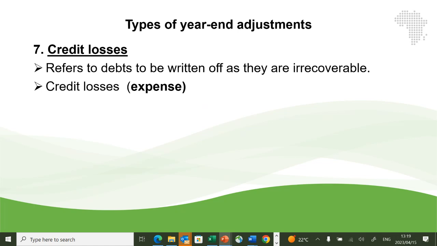Once we know for a fact that they can't pay, if they're bankrupt or they're insolvent, that debt is irrecoverable. We can't recover it from them. So it needs to be written off. So we call it what? It's credit losses. Credit losses and expenses, we treat them the same. Which means your losses and expenses will increase on the debit side and reduce on the credit side.